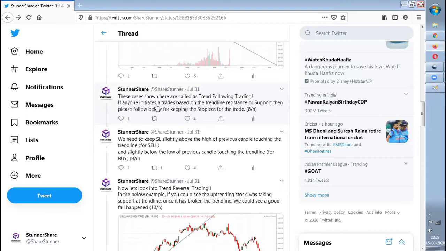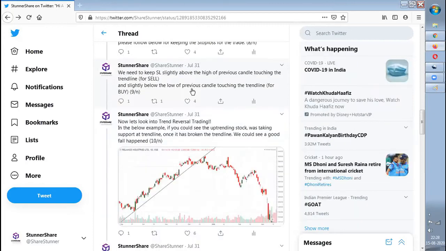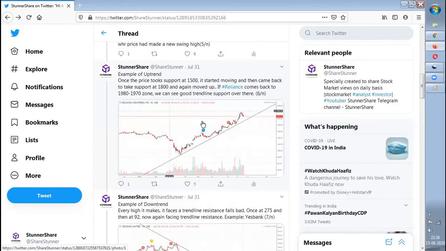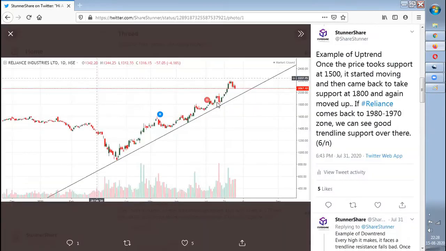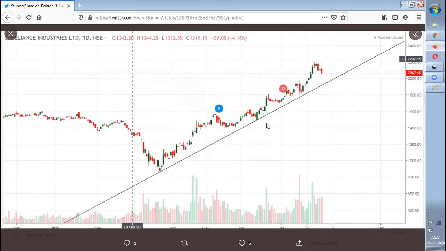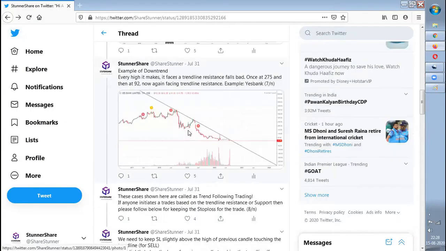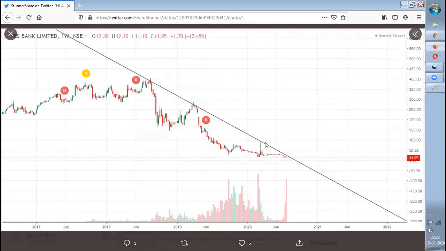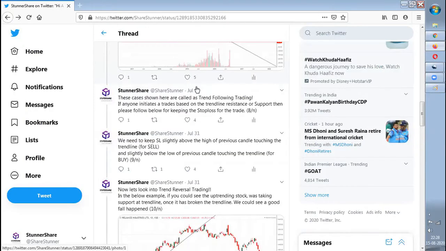We need to keep the SL slightly above the high of the previous candle touching the trend line for a sell, and the same case for the lower support side, we need to keep it below the low. For example, in the case of Reliance, we need to keep this red candle's low as the SL, and you need to go for an upward move. And in the case of S-Bank, this candle's high needs to be kept as the stop loss, and then you can go for the sell side, which means sell at the top.